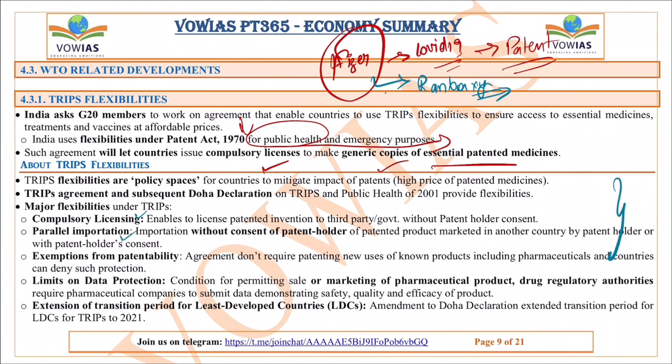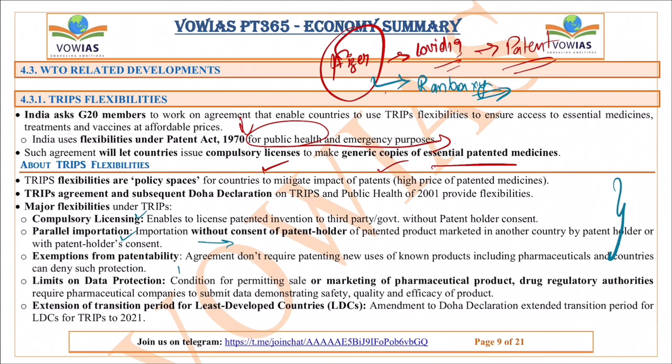Parallel importation means a country importing a medicine from another country. Okay. For example, here it is given, importing without consent of the patent holder. Generally the patent holder has to accept. In the same example, if Pfizer has a patent and Pfizer is not exporting that medicine to, let's say, South Africa, and Pfizer is exporting the medicine to India, now South Africa can take medicine from India, they can take some part of India's share. This is called parallel importation.